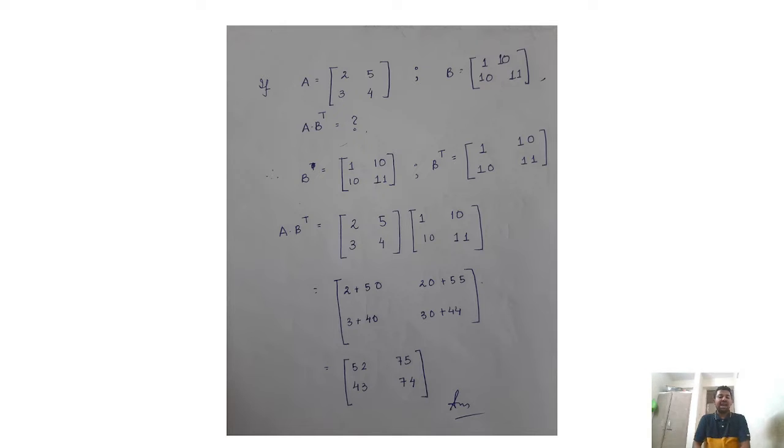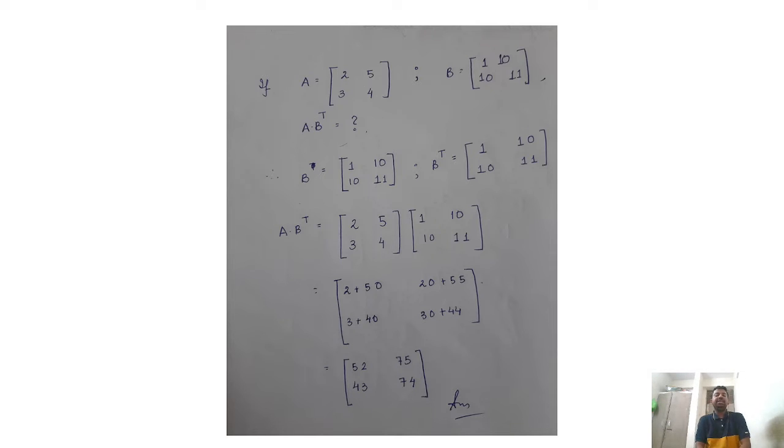Let me consider I have a matrix A, and the matrix A is actually a 2 cross 2 matrix. It's a square matrix, and the content of the matrix is given here: 2, 5, 3 and 4. B is also another square matrix, a 2 cross 2 matrix, where the content is given as 1, 10, 10 and 11. And our objective is to find A into B transpose.